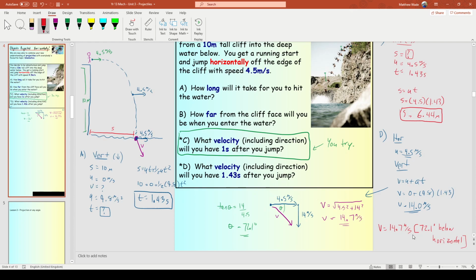The horizontal speed didn't play a big role, but the vertical speed massively did. So it's not like you can just add the two together. It wasn't like 18.5 like you might expect. It was 14.7. The downward speed added way more than the horizontal. So I hope that that's okay.